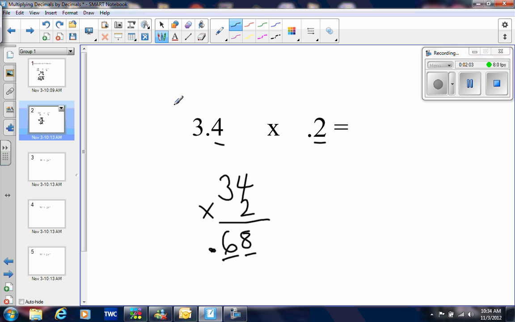The reason I don't count the 3 as a decimal place is because it is in front of the decimal point instead of after. To be one of the decimal places, you need to be right after the decimal point. Okay?